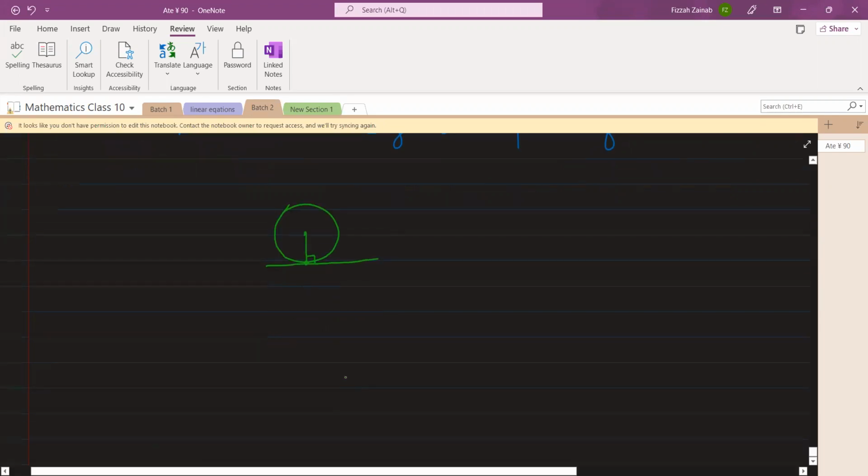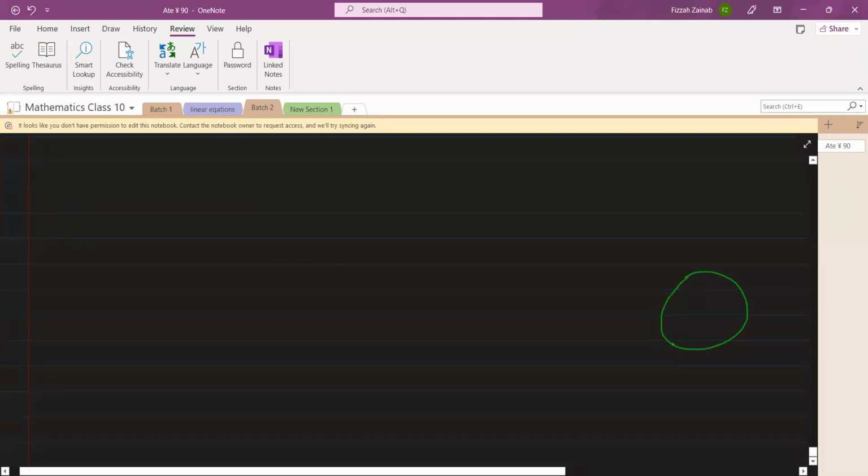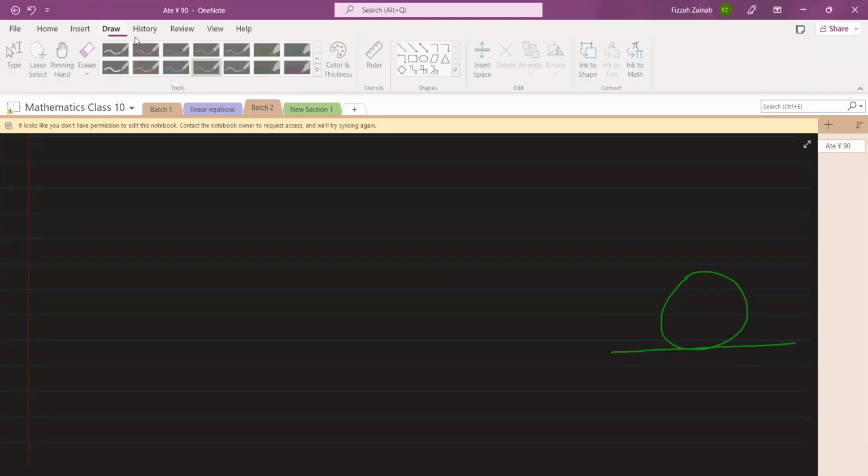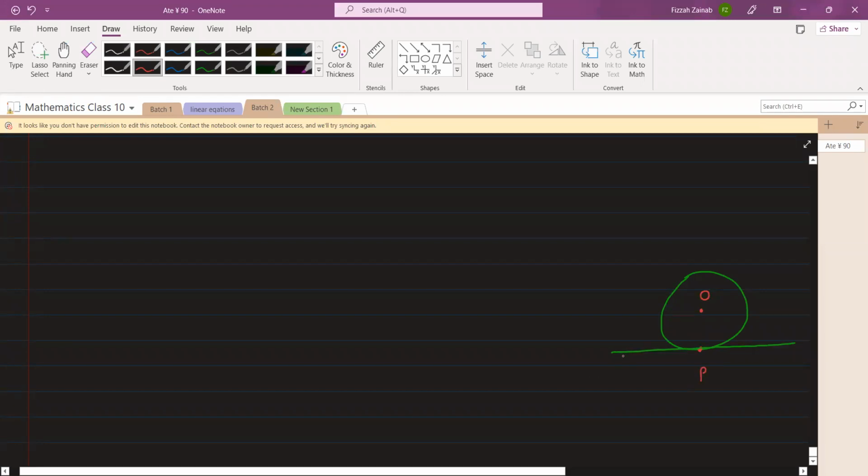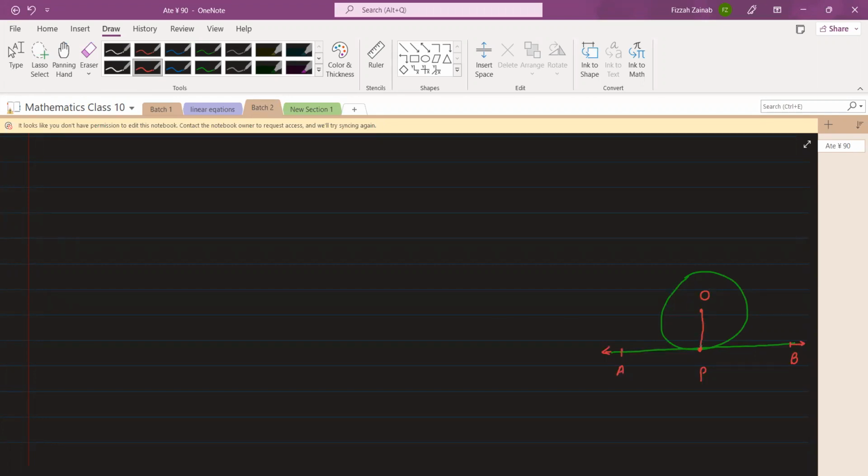So if I draw a proper figure for it, you have a circle and let's say we have a tangent here. This is the center of the circle. Let me call the point of contact P and let me give the tangent the name AB. This is line AB, which is a tangent to the circle. Join OP.